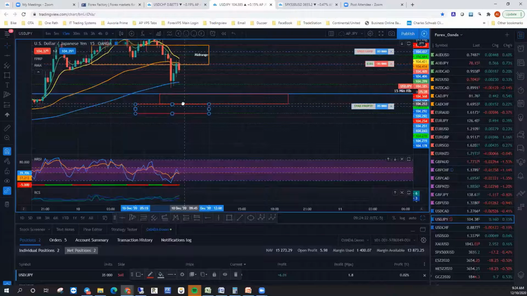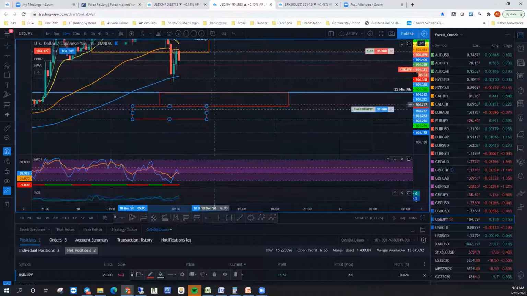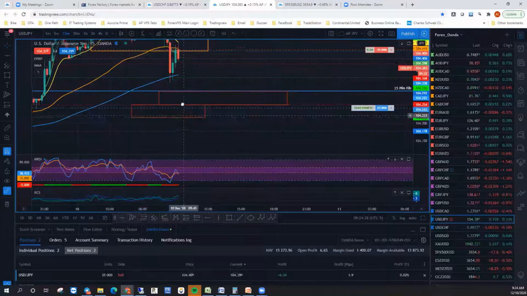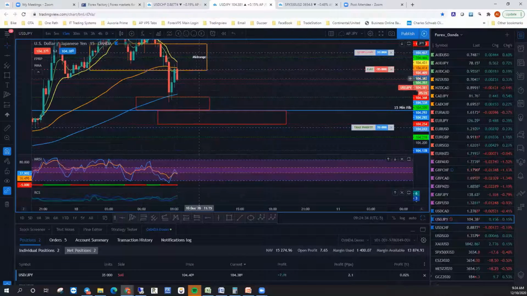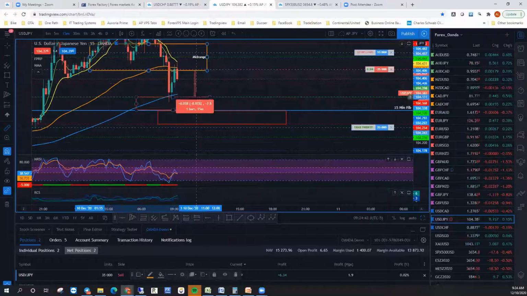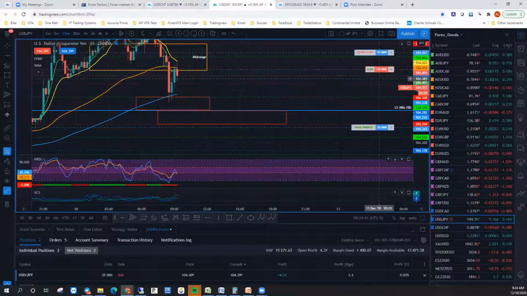Now we're talking about these 7 to 12 pip ranges. If it comes down here and goes back to the median, it's just going to keep on going back. There's plenty of room here, I think, to get your pips out of it. From box to box, there's your 7 pips. It's marginal, but 7 pips are still 7 pips.